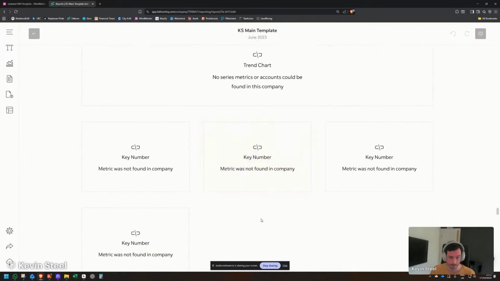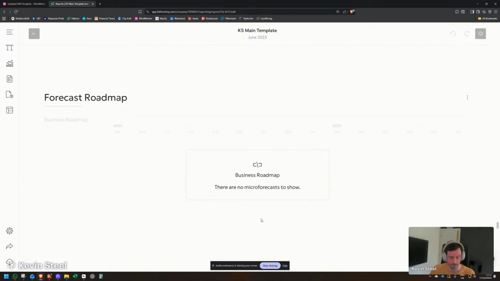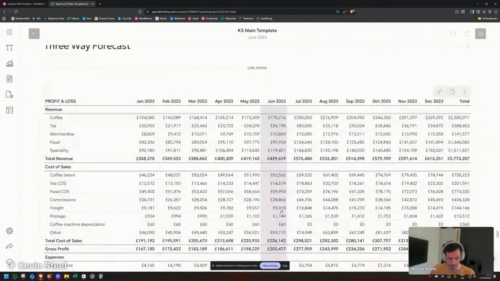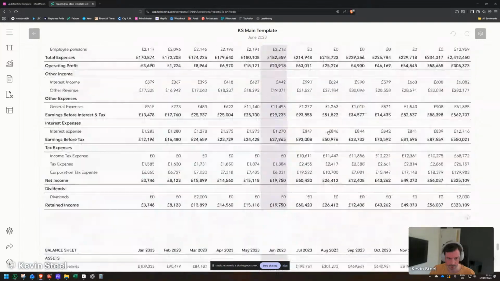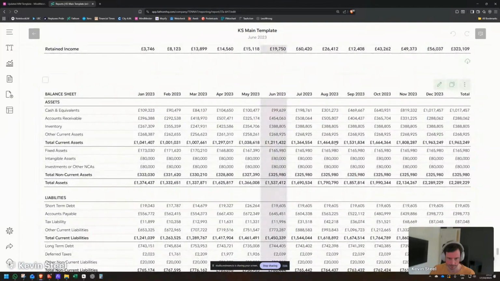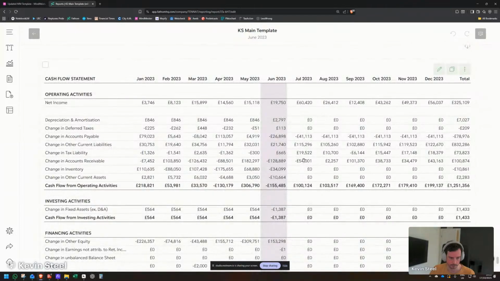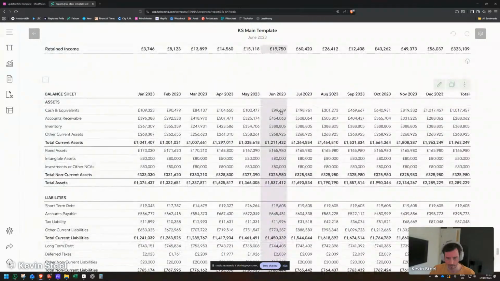Then we would have all our non-financial data here visualized and reported on, the same way as we do with the financial data. Then at the bottom, we have our traditional line-by-line three-way forecast. So we're forecasting out P&L, line by line, balance sheet, line by line, cash flow, line by line. Purple column is our current month. Everything before purple is actuals. Everything after purple is forecast.